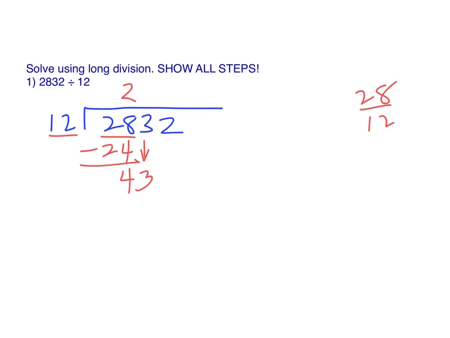12 goes into 43 3 times. Then I take that 3 and do what with it? Multiply it by 12. It goes negative 36. Okay, 36. Then you subtract, and that gives me 7. Bring down the 2. Okay, then we do it again. 12 goes into 72 6 times. Multiply, subtract. My remainder is 0. We are done. Okay? So, most of you had that.